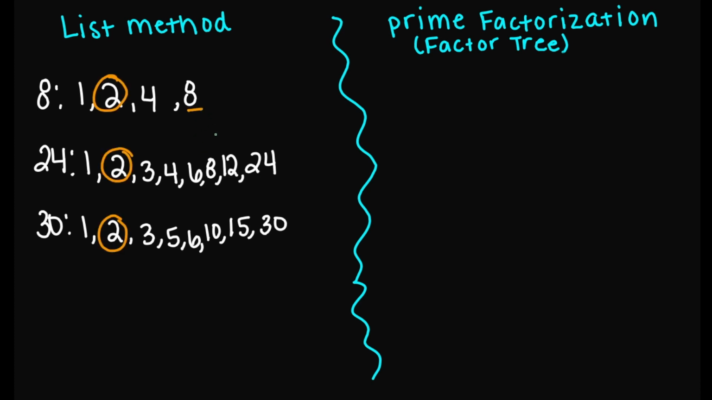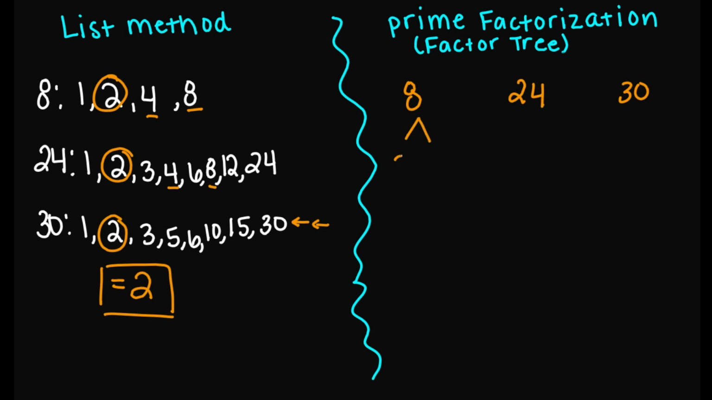Although I have an 8 here, an 8 here, I do not have an 8 here for my 30, so I can't use that. I have a 4 here, I have another 4 here. I also don't have a 4 in my 30, so I can't use that as well. The GCF is going to be the number 2. So now let's try the factor tree.